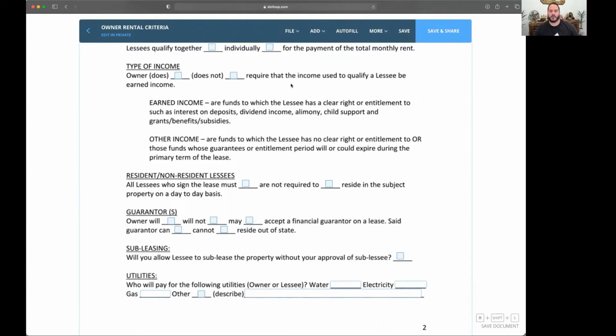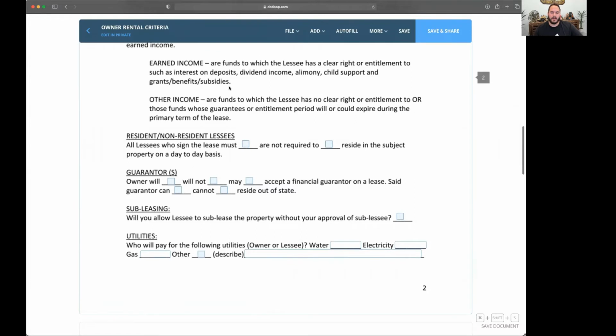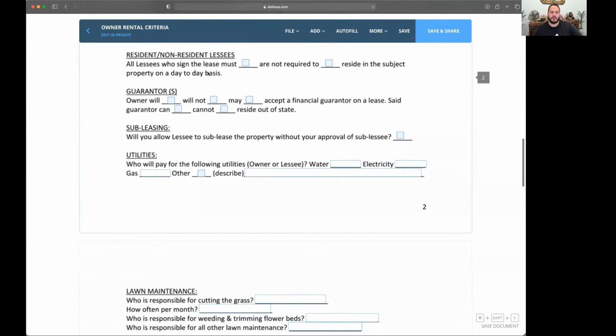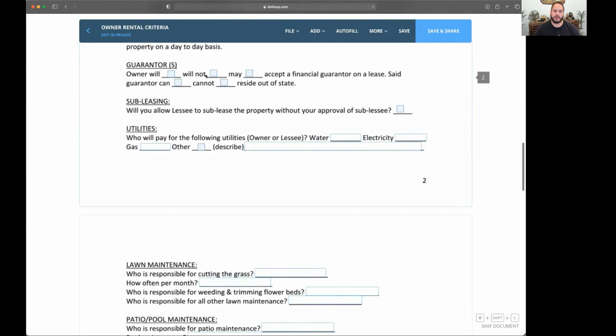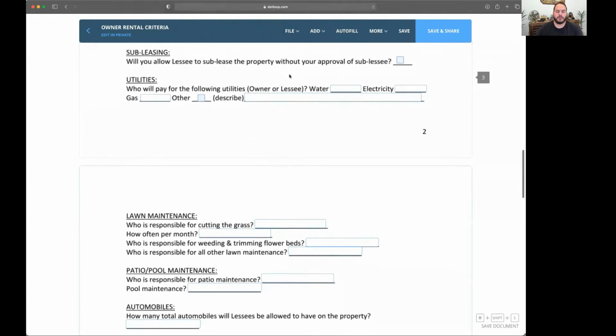The owner does or does not require that the income used to qualify for a lease be earned income. This explains that here. You can put whether the lessee must be required to live there. Some people are not going to require people to live there, maybe somebody's taking a lease on for another person. A lot of people don't like that. Guarantors, we can go into that in another video if we need to. But again, subleasing, not everybody likes for people to sublease. You see subleases in commercial more often.